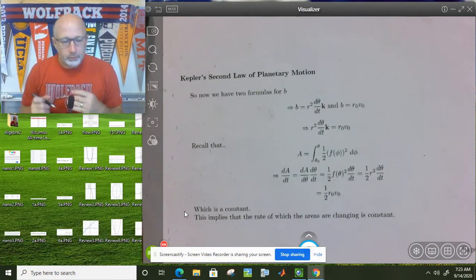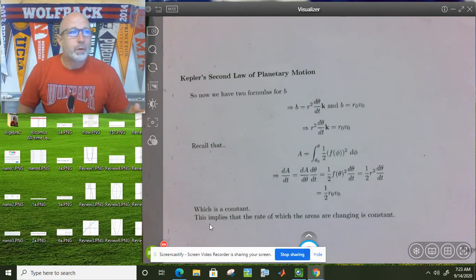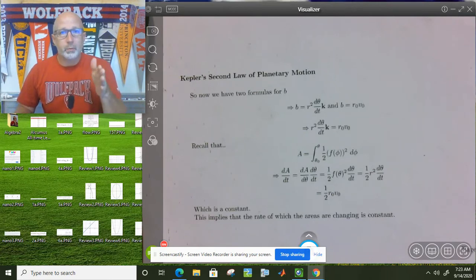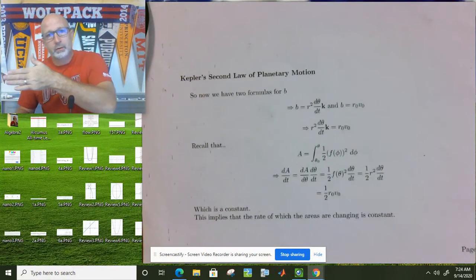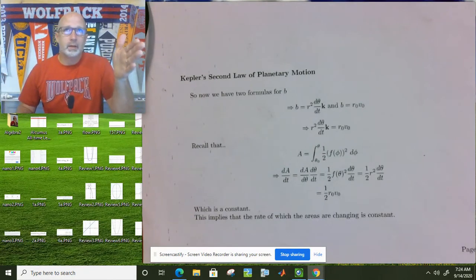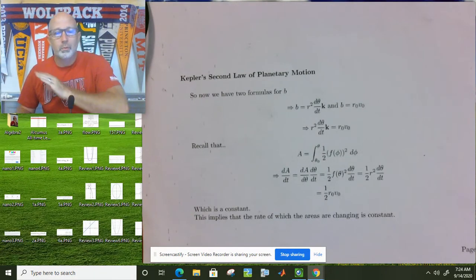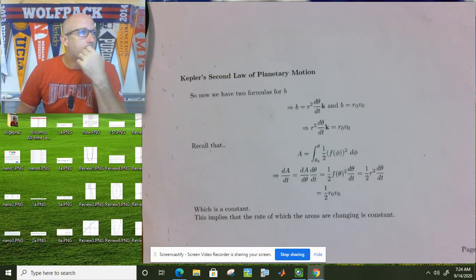Okay. So if you remember, what we were trying to do is figure out Kepler's second law, which states that as a planet moves through space, it's going to sweep out equal areas in equal amounts of time.